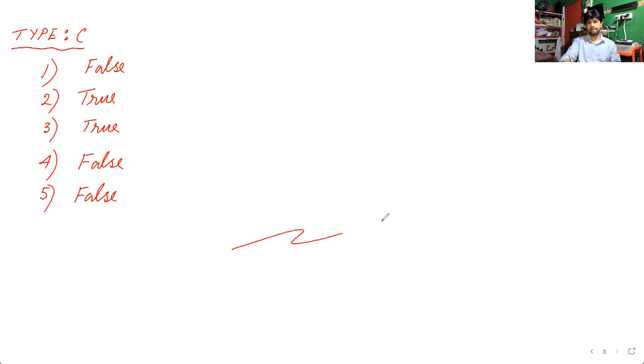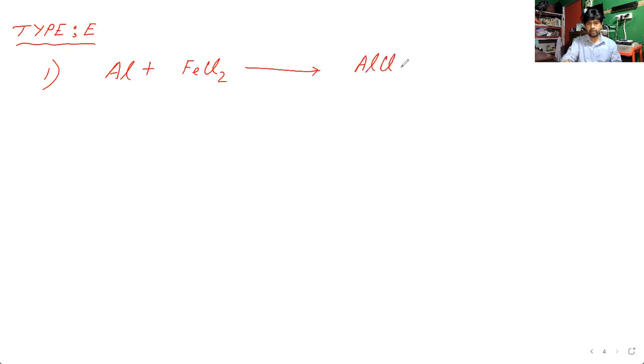Have you finished? Okay. So then we are going to this type E, because these questions are a little bit confusing. Type E, I'm doing for you. So number 1 question is Al plus FeCl2, that means iron chloride, arrow mark, AlCl3, aluminum chloride, and Fe. So this is the question.